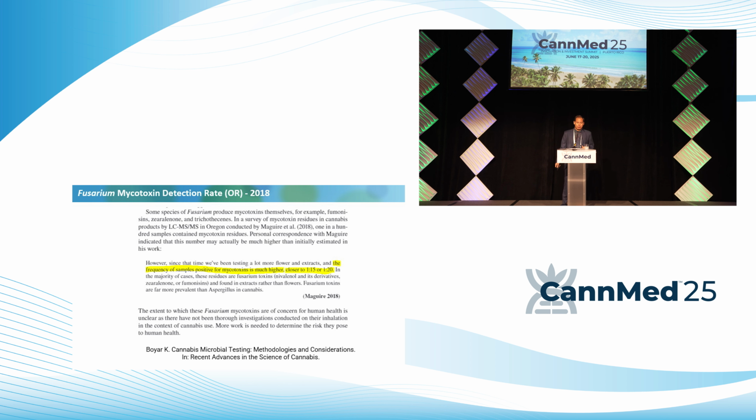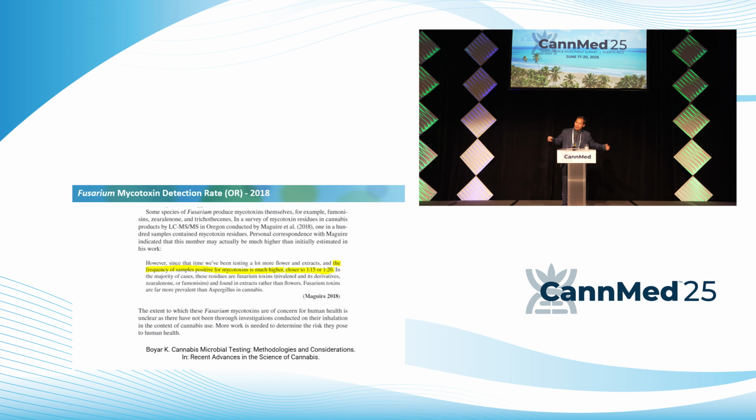I actually followed up with Wes since I saw that poster, and this is an excerpt from my book chapter, Cannabis Microbial Testing Methodologies and Considerations, that was published in 2019. In this correspondence, I asked him, have you done more of this work? Are you seeing more of these? And he said that since that poster was published, we've actually been testing a lot more extracts, and that figure is actually a lot higher. It's closer to 1 in 15 to 1 in 20 samples containing Fusarium-derived mycotoxins. He even went as far as to say that these are more prevalent than Aspergillus cannabis, which I found really fascinating.